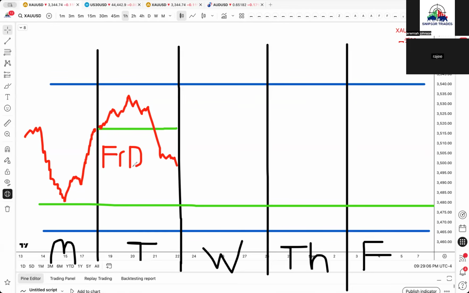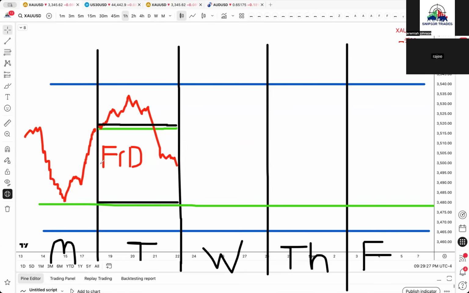But we got a Tuesday reversal trade because it was at the high of the week. So if you get a reversal trade on Tuesday, that's because you're at the high of the week for that reversal, which is what we got on Tuesday.